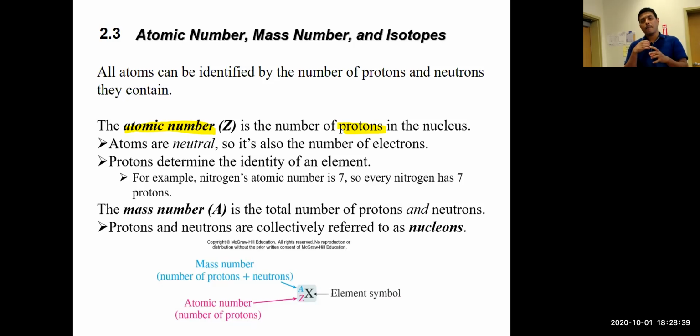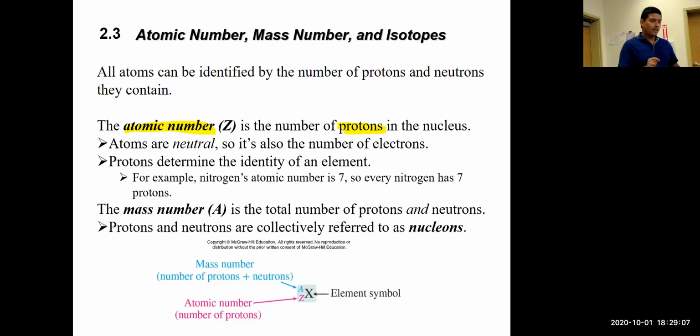The number of neutrons required in the nucleus to keep the nucleus stable differs from element to element. Sometimes you have an equal number of neutrons for the number of protons. Sometimes you have more neutrons than the number of protons an element has, which we are going to discuss in the next part of this lecture.